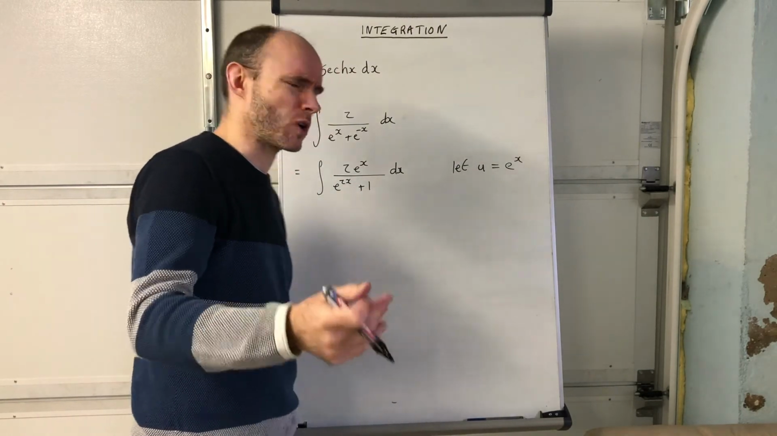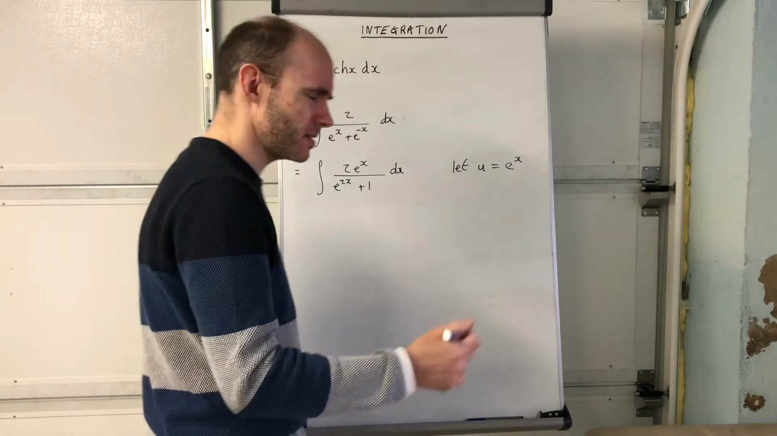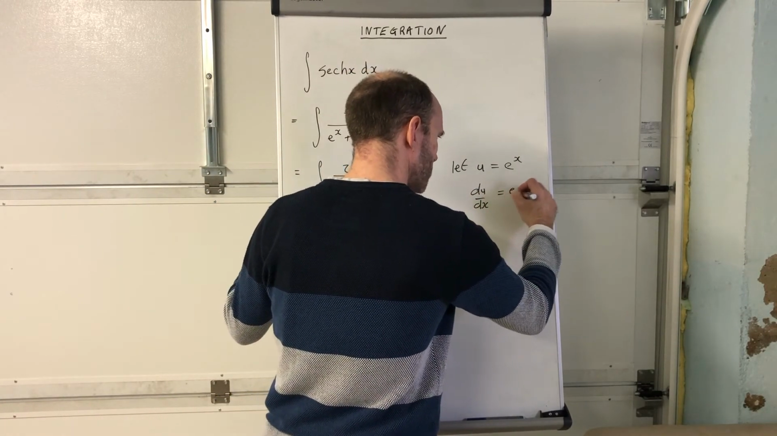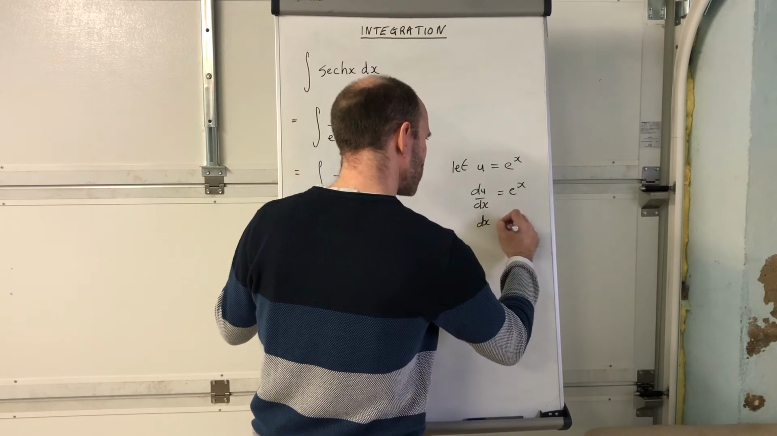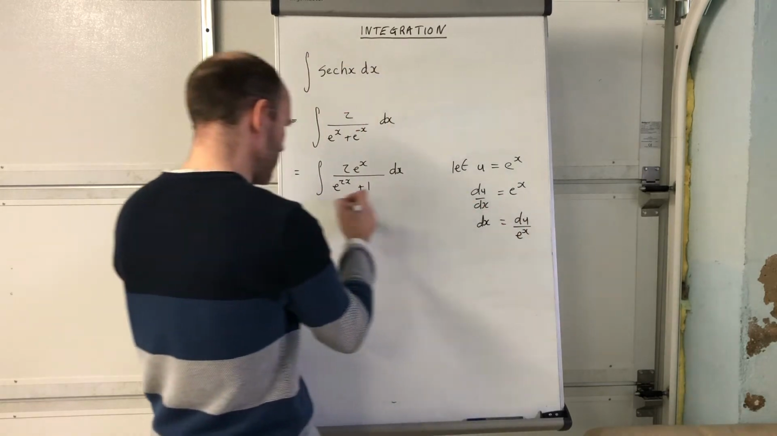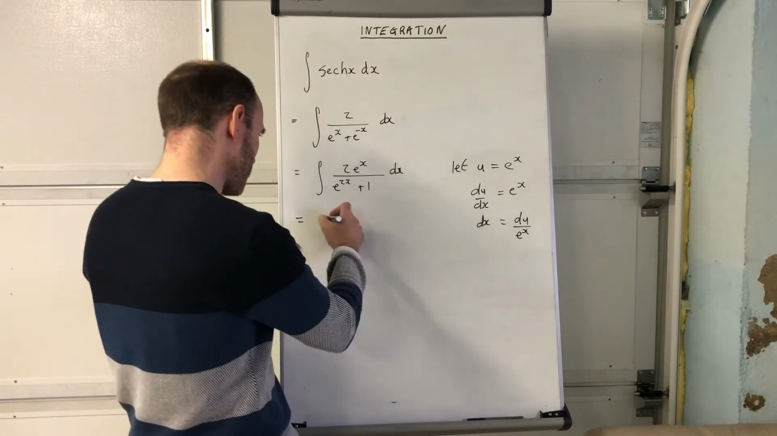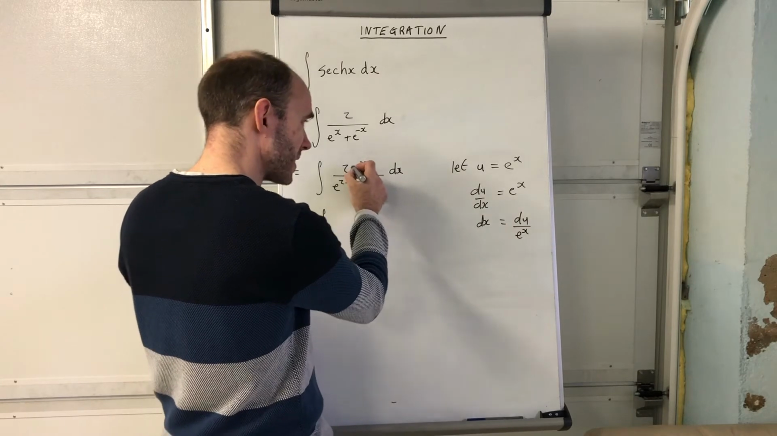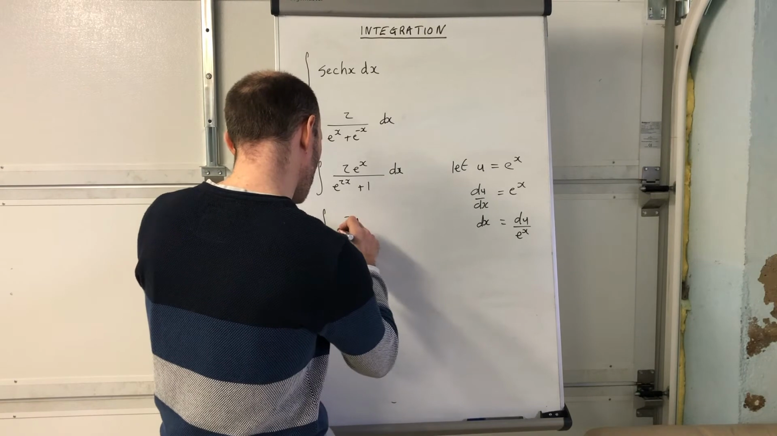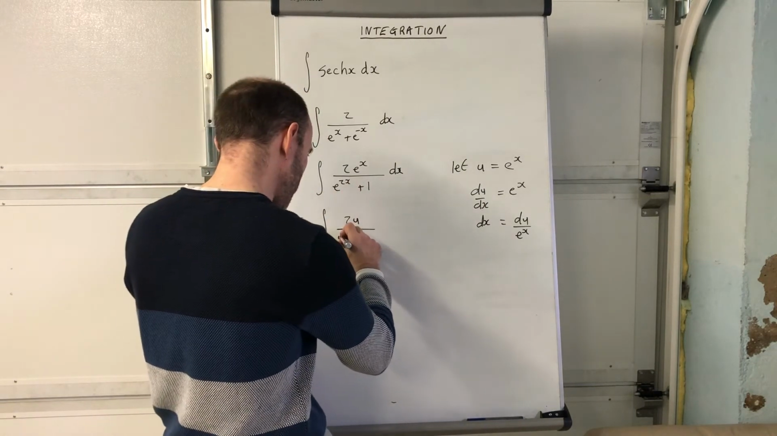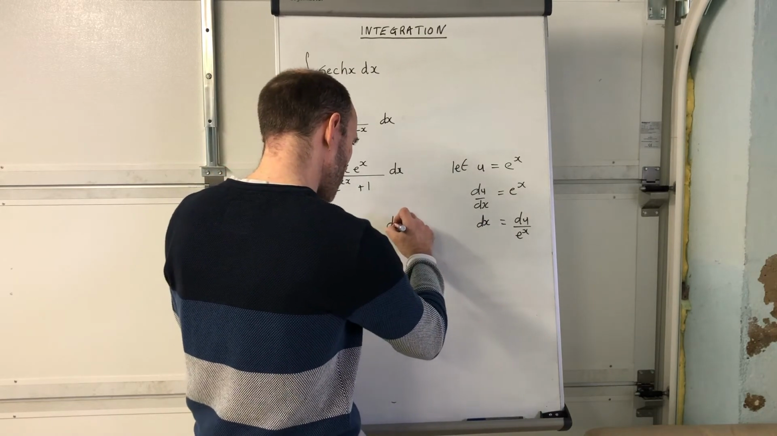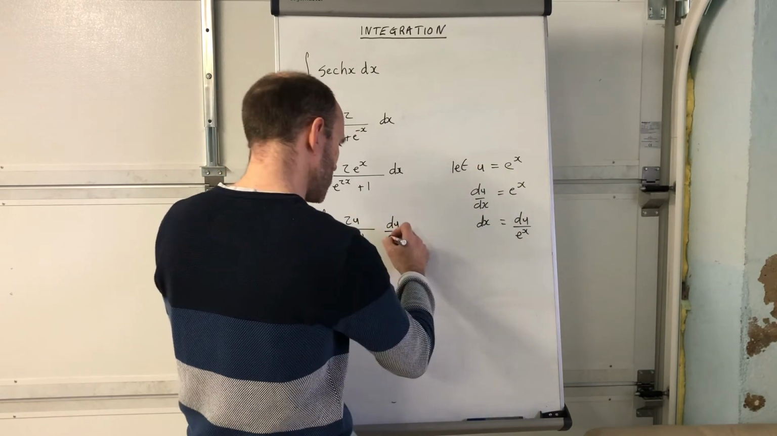Give it a go if you want, but it's not going to work out. Letting u equal e to the x is the way forward. And then du dx is also e to the x, and then dx is going to be du over e to the x. So let's just substitute this in and see what we get. So 2 e to the x, so it's going to be 2u all over, I said that would be u squared, didn't I? Plus 1, and then dx is du over e to the x, which is u.